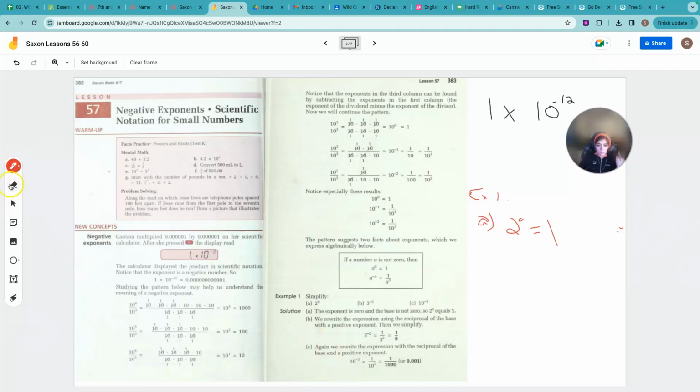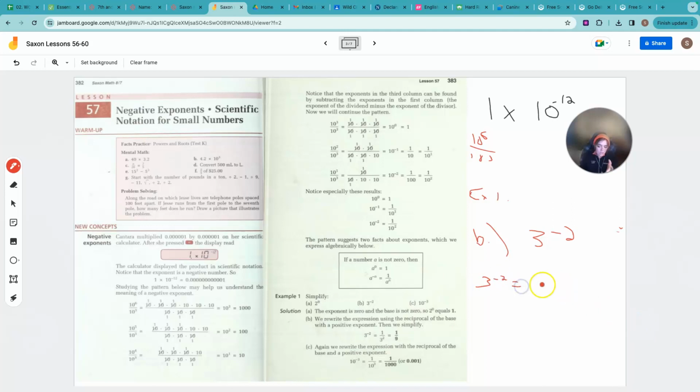Okay, let's look at B. Jeez, how much longer of this do we have? So B, 3 to the negative 2 power. So this is where we bring in what we talked about a few minutes ago, where it was 10 to the 6th power over 10 to the 3rd power. So we have 3 to the negative 2 power.